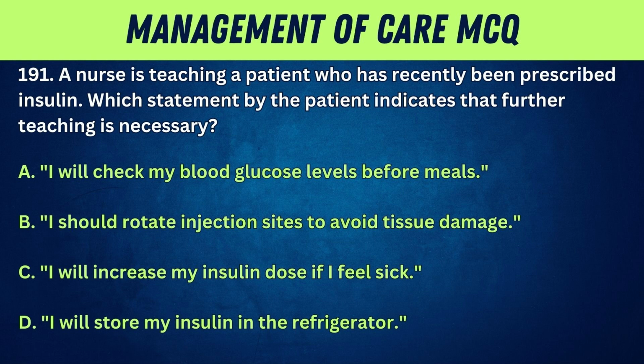191. A nurse is teaching a patient who has recently been prescribed insulin. Which statement by the patient indicates that further teaching is necessary? A. I will check my blood glucose levels before meals. B. I should rotate injection sites to avoid tissue damage. C. I will increase my insulin dose if I feel sick. D. I will store my insulin in the refrigerator.